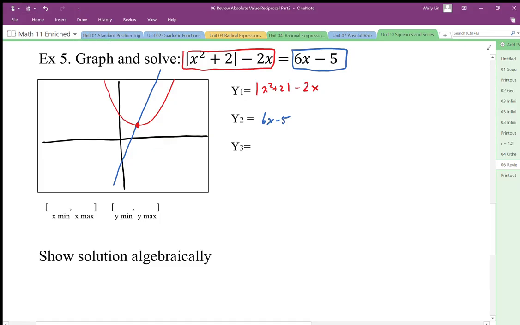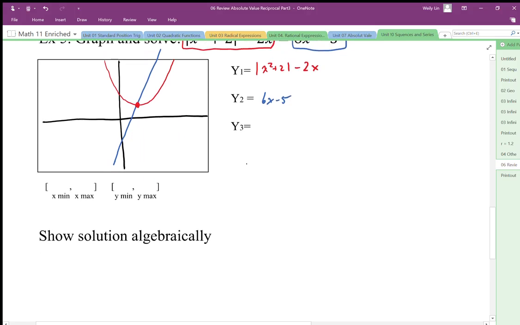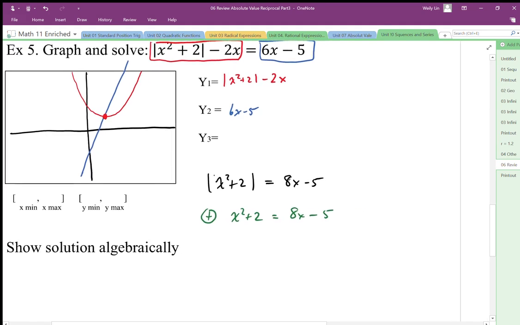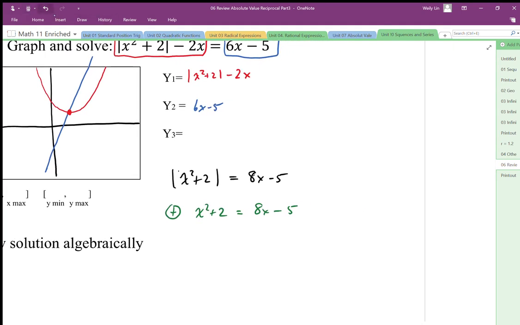Okay, so when we solve these algebraically, we have to consider two possibilities: when the inside is positive and when the inside is negative. There's a few ways we can do this. I'm going to set it up this way. So solving this algebraically, I'm going to have the absolute value of x squared plus 2 equals 8x minus 5. At this point, I'm going to set up my positive and negative possibilities. So x squared plus 2 could equal 8x minus 5. Okay, so that's my positive possibility.